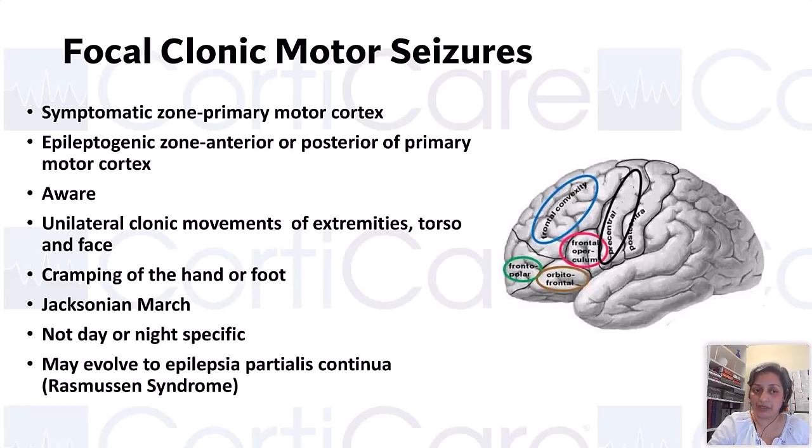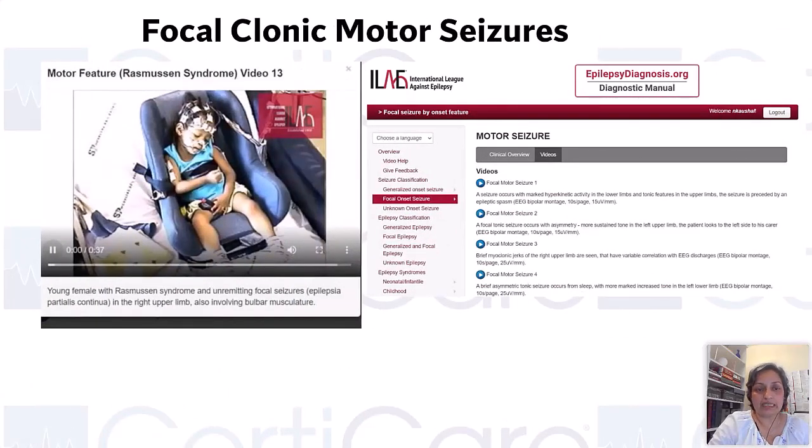The patients are aware. The biggest thing of these seizures is their unilateral clonic movements of the extremities, torso, and face. Patients report cramping of hand or foot. How many times does just this kind of symptom go unnoticed and undiagnosed? Jacksonian march. They are not day or night specific. These seizures can evolve into epilepsia partialis continua. So here is an example. I'm going to go to the video for this one.